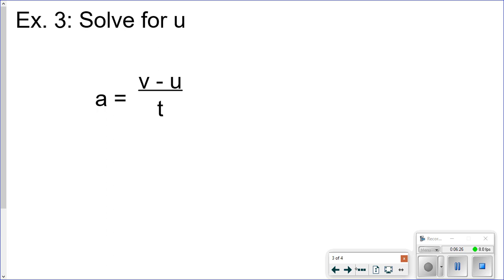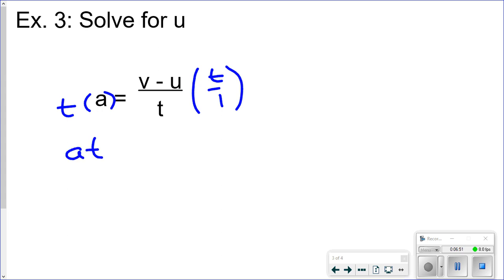All right, so example number 3, it says solve this for u. What should I do first? Multiply both sides by t. So clear out what's in the denominator here. Okay, so I'm going to multiply by t. So I'll multiply this side by t over 1. I'll multiply this side by t. Again, I'm going to change the order of these and write it as a times t, putting them alphabetically. These t's will cross cancel because t over t is 1. Now I have this. A times t equals v minus u. So now I want to get rid of the v. Do I add v or subtract v?